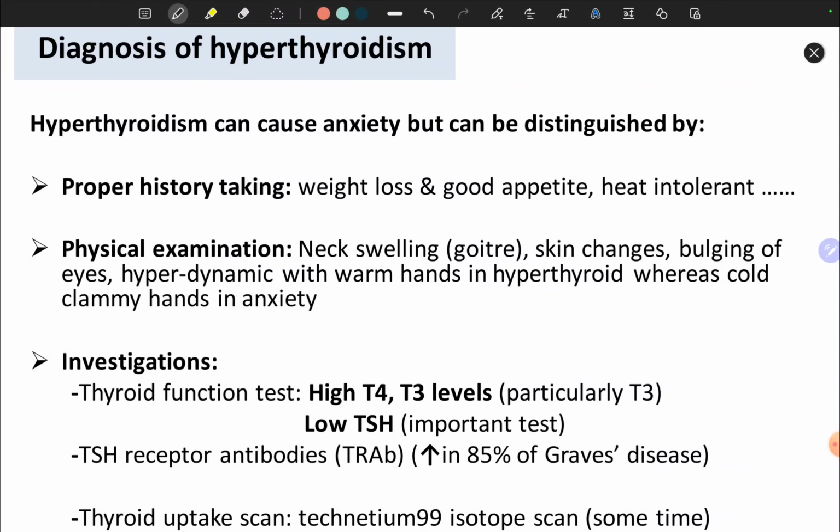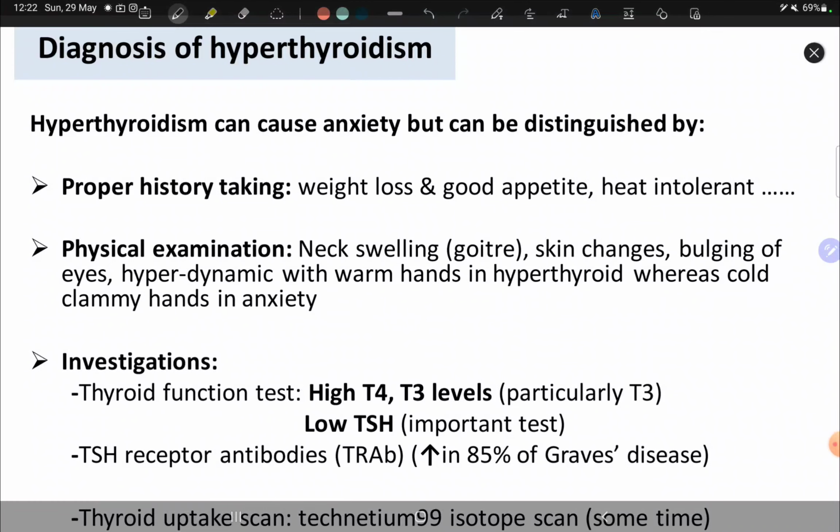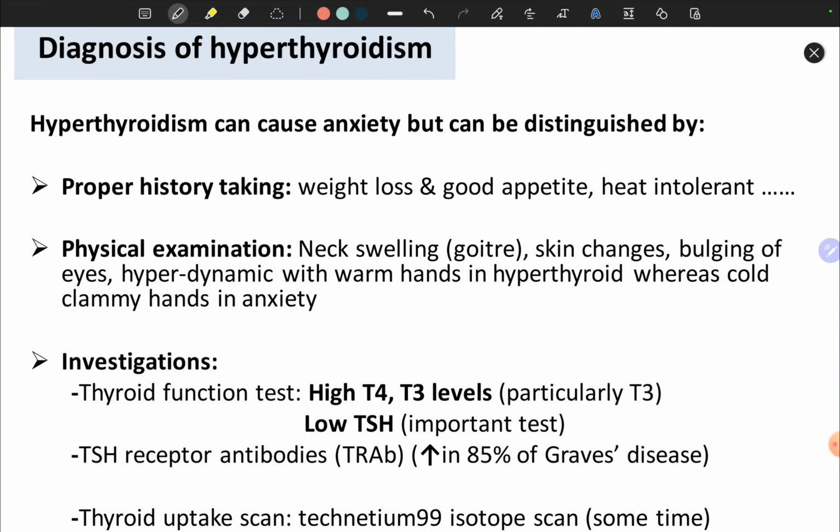By proper history taking, you focus on weight loss. In cases of thyrotoxicosis, usually the patient is having unplanned, unintentional weight loss, and they have good appetite at the same time. They are having heat intolerance. They have cycle problems, which are less likely to be seen in people with anxiety compared to thyrotoxicosis.